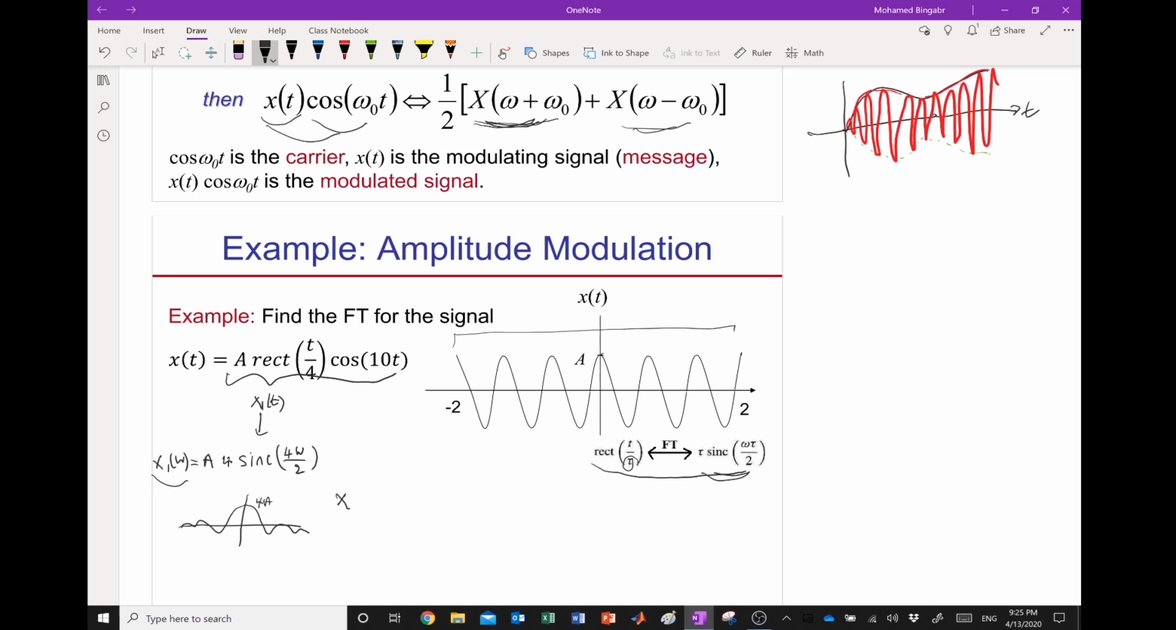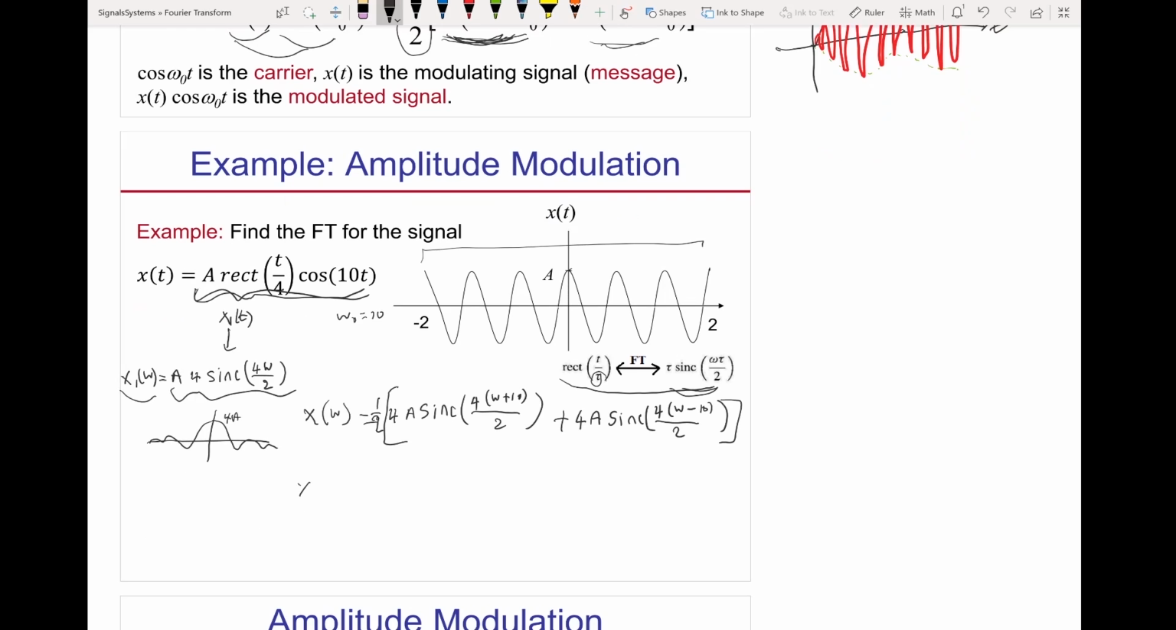X of omega, the Fourier transform of the whole thing here, will be the Fourier transform of the rectangular function, which is 4a sinc of 4 (omega plus 10) divided by 2, plus the whole thing shifted around minus omega 0. So that will be 4a sinc of 4 (omega minus 10) over 2, and everything multiplied by the half. You can clean this up a little bit, and X of omega will be the Fourier transform.